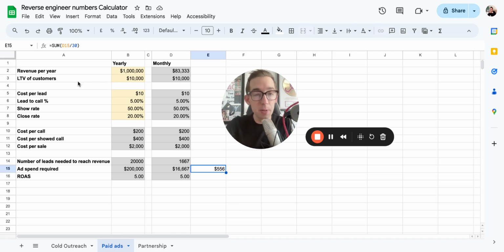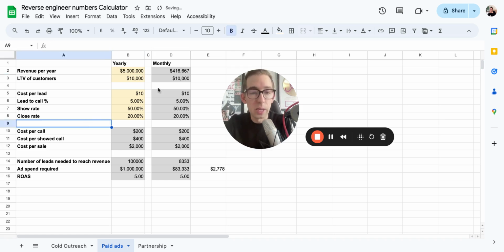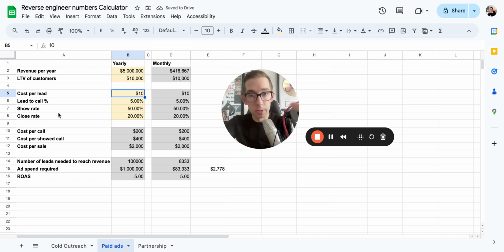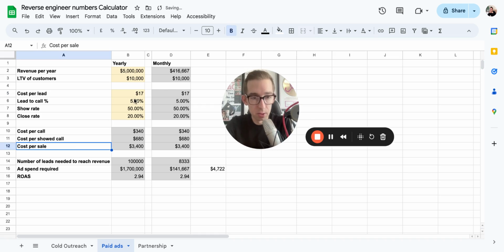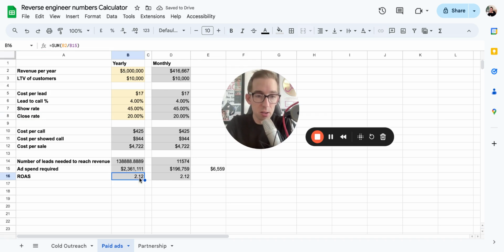Now, what also happens as things grow and scale is, let's say you want to go to 5 million a year. What happens? Well, you go into a broader market, and when you go to a broader market, the cost per lead goes up. So cost per lead maybe goes to $17, right? And then your lead to call ratio maybe drops from 5 down to 4, and the show rate maybe drops to 45. Now, look what's happening here. We're starting to lose out on the profitability.